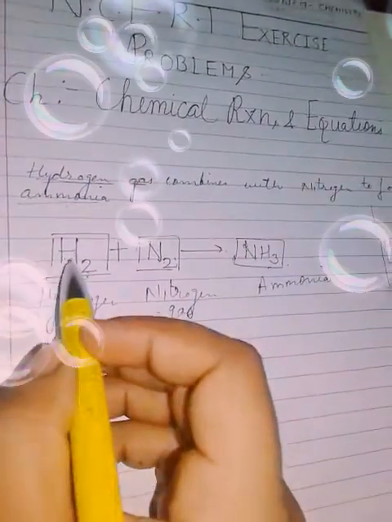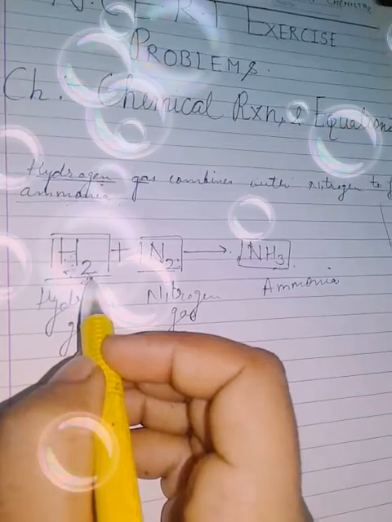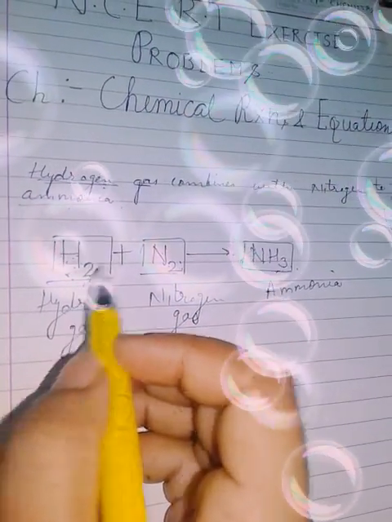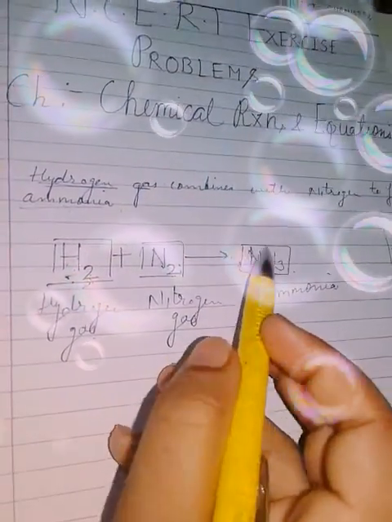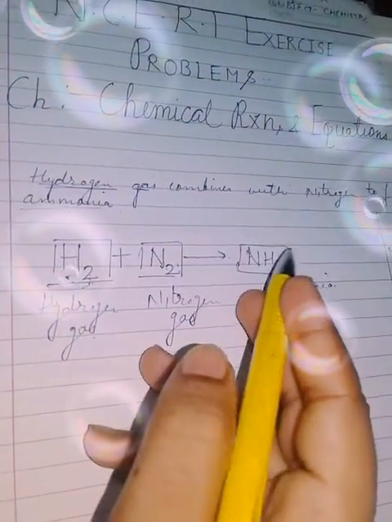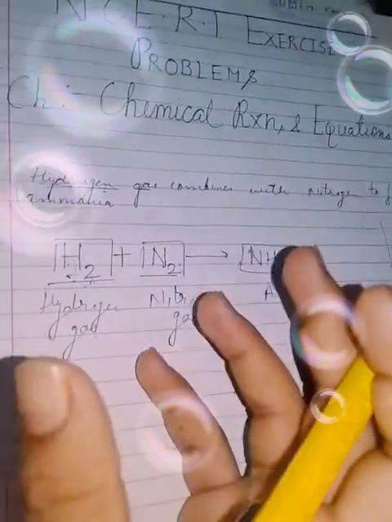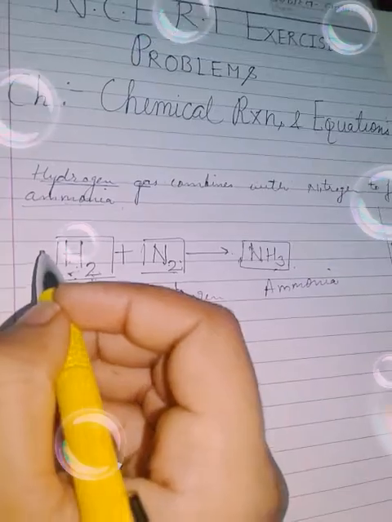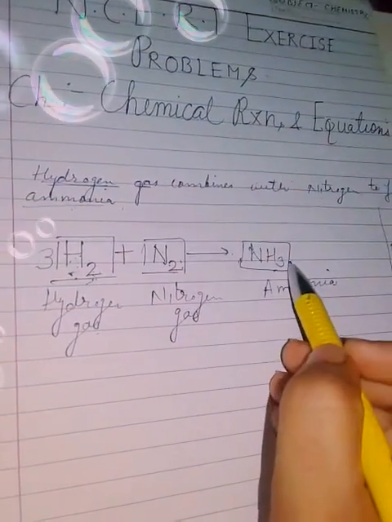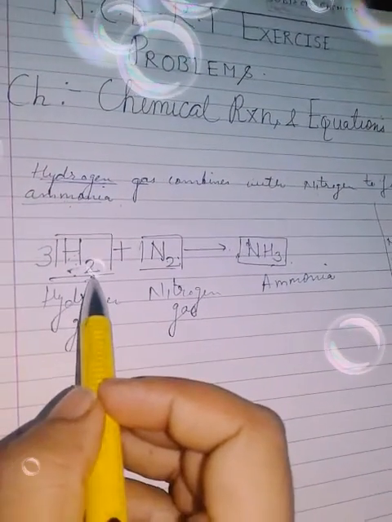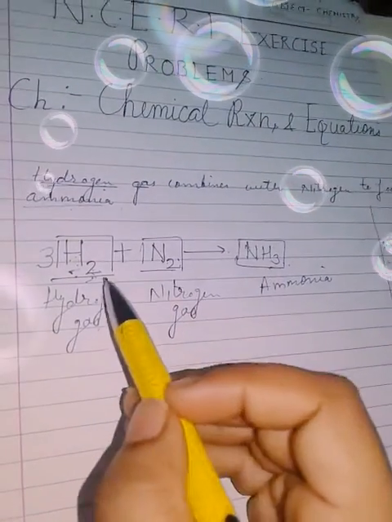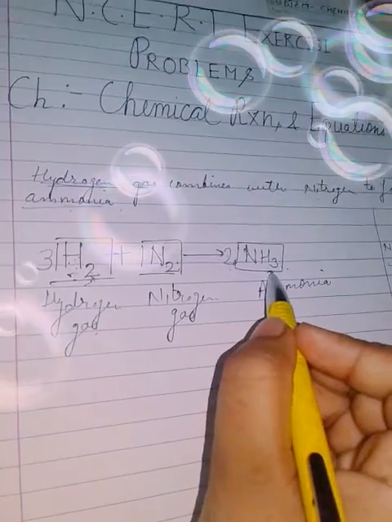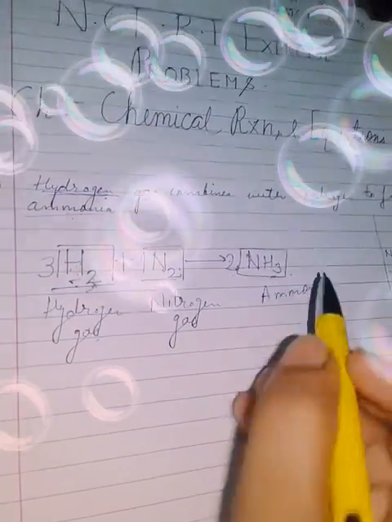Hydrogen 3, here hydrogen 2. So I have to equalize the atoms. Whenever we have numbers with no common ratio, like 2 and 3, what we usually do is cross multiply. So 2 cross multiplied with this 3 gives 6, and this 3 cross multiplied with 2 gives 6. I am getting 6 hydrogen atoms over here.